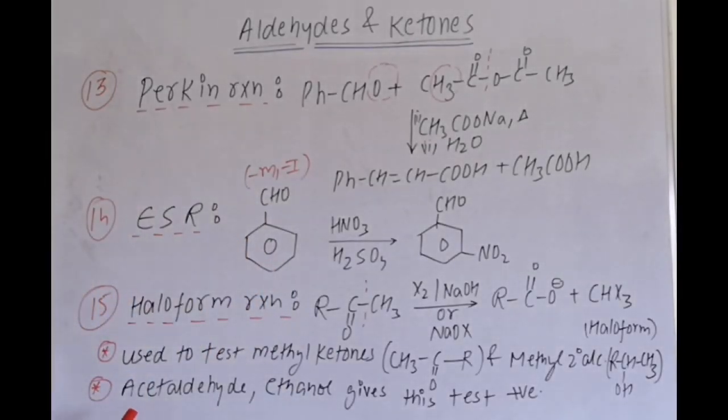Another important information is acetaldehyde is the only aldehyde which gives this test positive because it is CH3 C double bond O, and acid derivatives will not participate in this test. Another important information, ethanol gives this test also positive. Why? Ethanol oxidizes to acetaldehyde and then acetaldehyde participates in iodoform test. Observation is yellow precipitate of CHI3 formed.